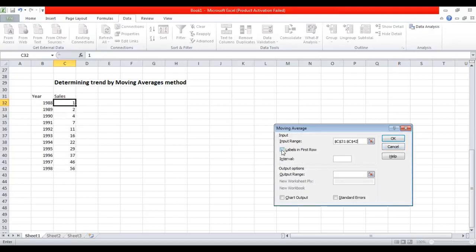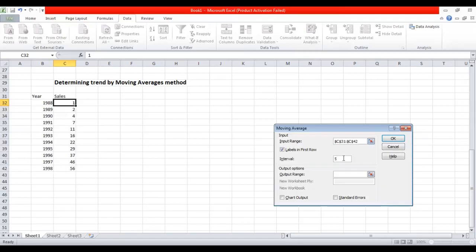I've included labels in the first row. So I'll click it because I've selected the data from the sales cell. So I'll click labels in the first row. Next is interval. This interval indicates the period of the moving average. Here I'm finding the period of moving average as 5. So 5 years moving average, an odd number. For an odd number, we directly get the centered moving averages value.